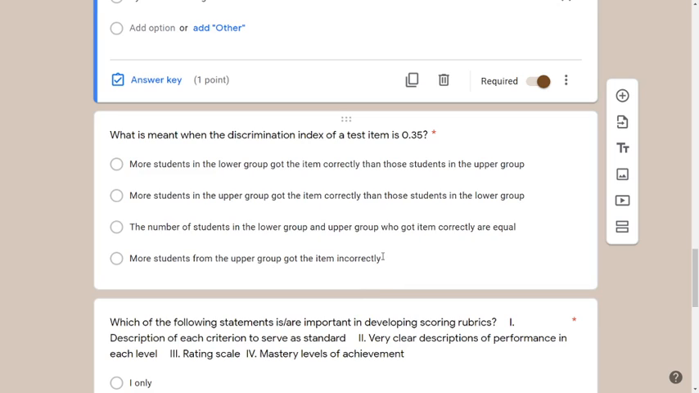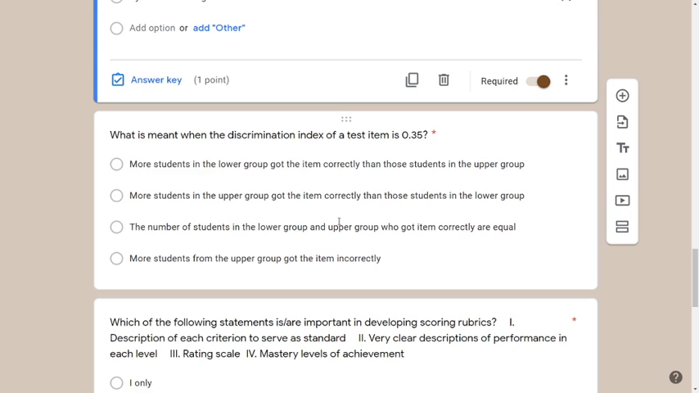Okay, however, it seems like this is incomplete. More students from the upper group got the item correctly. Because if we're saying discrimination, we should be comparing it, right? So it seems similar to B, but I think there's a missing element here. Okay, the comparison between the other group. So I would still stick with A and B.